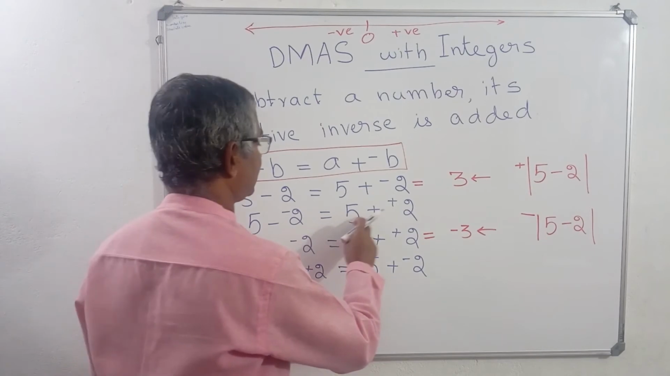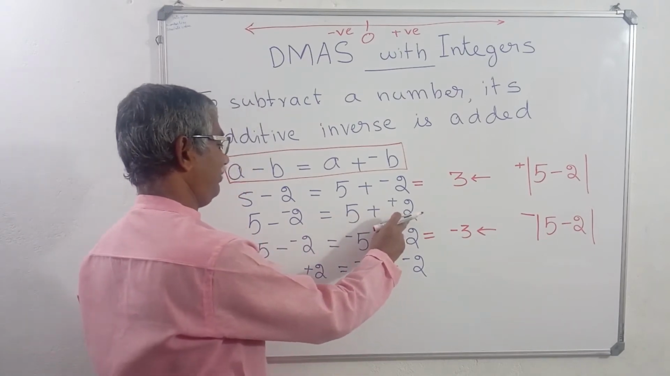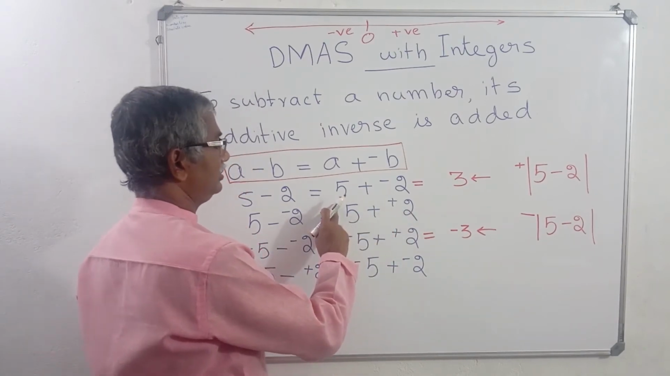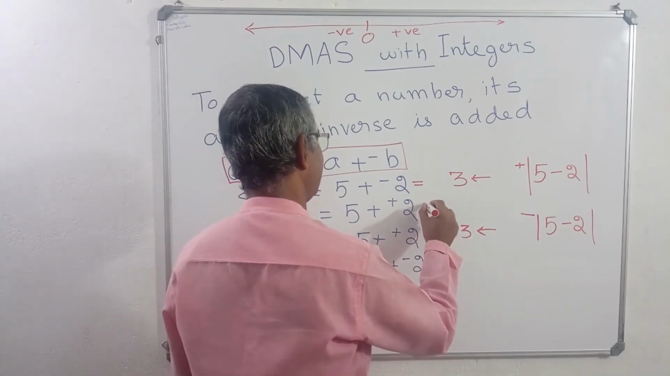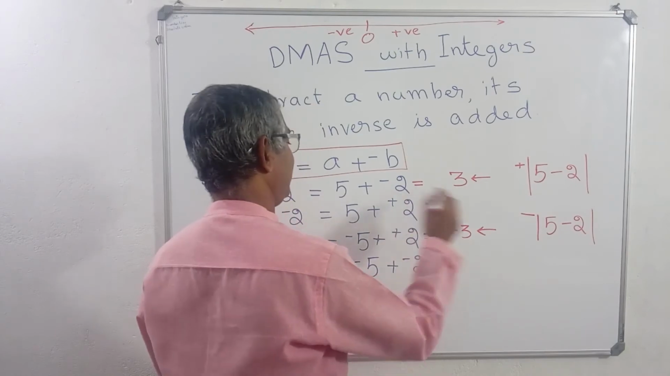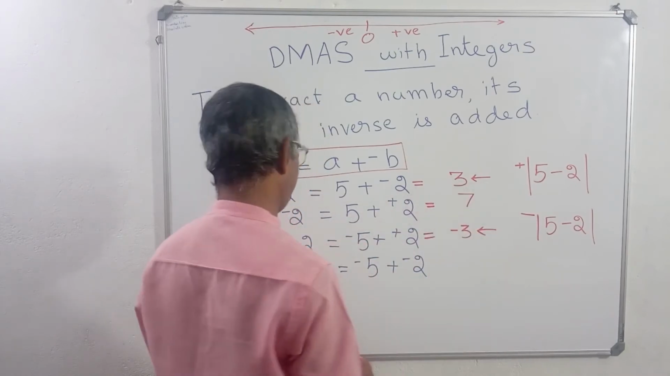Here consider both are positive numbers. 5 means positive 5, positive 2 means 2, both are the same in sign and value. So 5 plus 2 is 7, no problem.